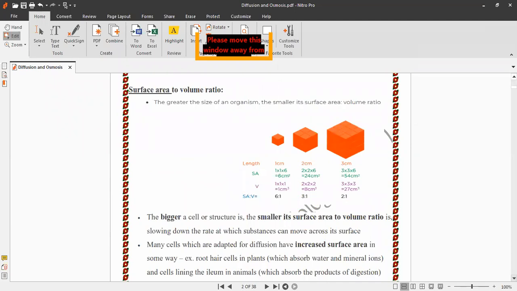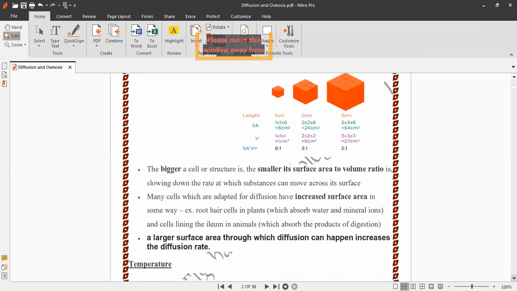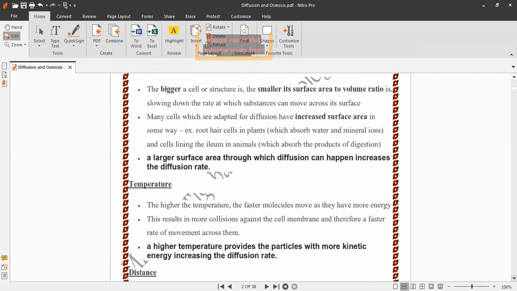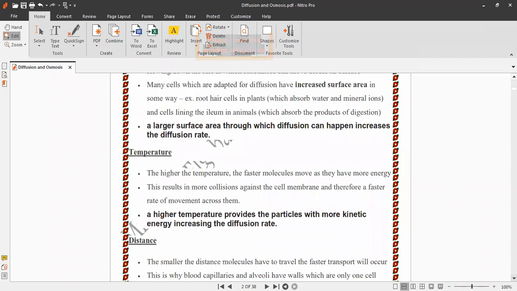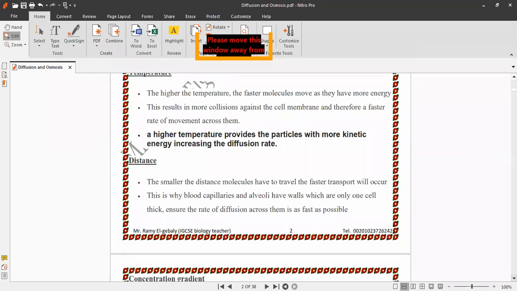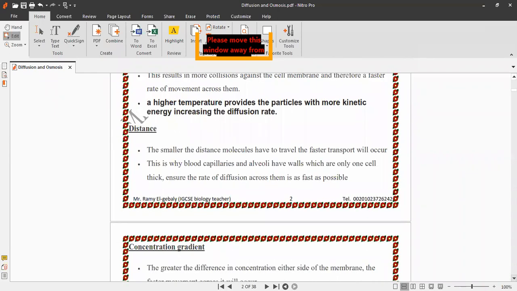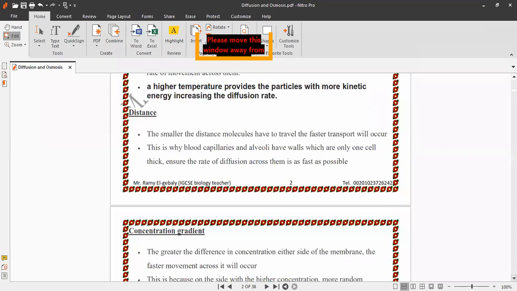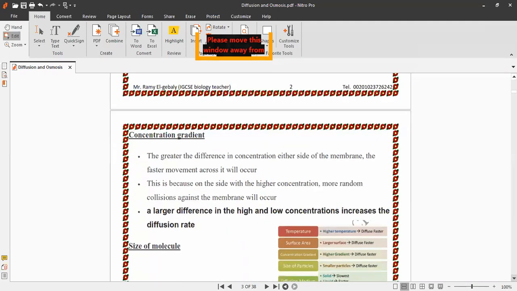The factors that affect diffusion, number one, surface area. When surface area increases, the rate of diffusion also increases. When temperature increases, the rate of diffusion increases. Why? Because there are more collisions against the cell membrane, more kinetic energy. When the distance decreases, the rate of diffusion increases.